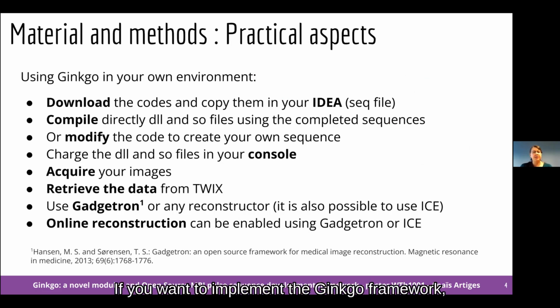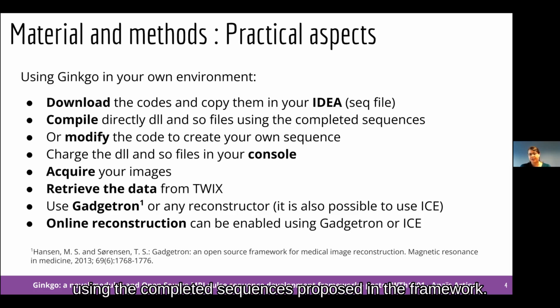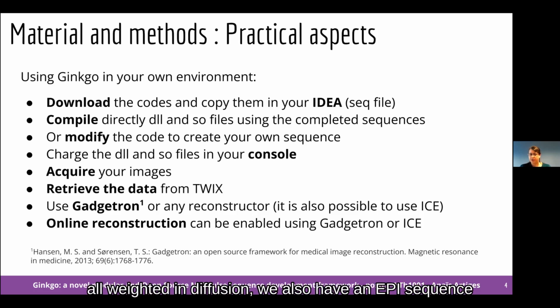If you want to implement the Ginkgo framework, you will need to download it from the Framagit repository and copy-paste it into your IDEA source file. You can then directly compile the DLL and SO files using the completed sequences proposed in the framework. For now, we have gradient echo and spin echo, 2D and 3D, all with diffusion weighting. We also have an EPI sequence, 2D and 3D, and we're working on an EVI sequence.